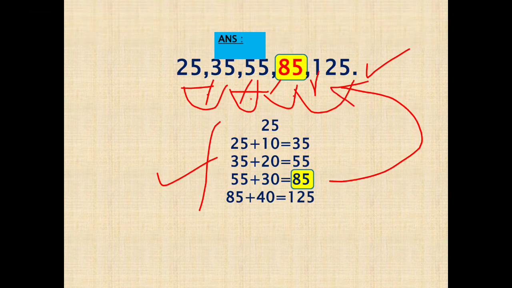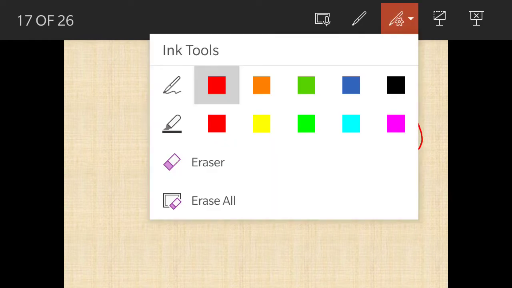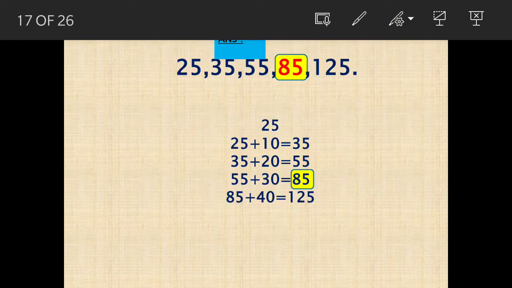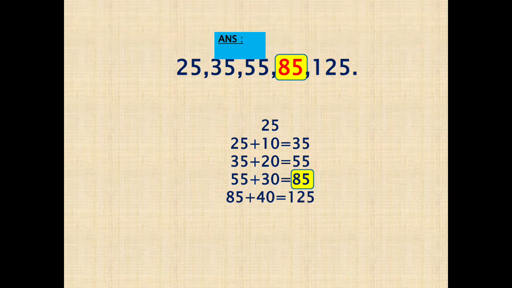I'll erase the markings so that you are able to see the solution yourself. Now we go to the next question.